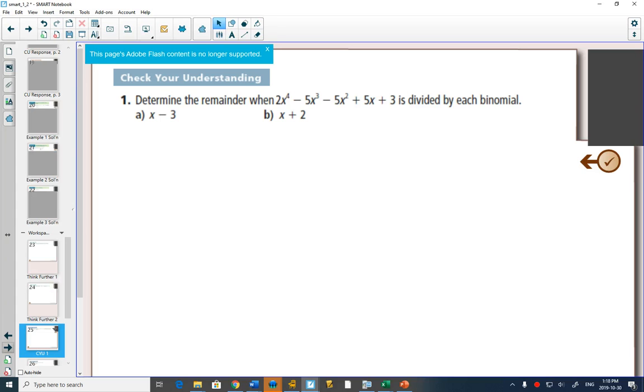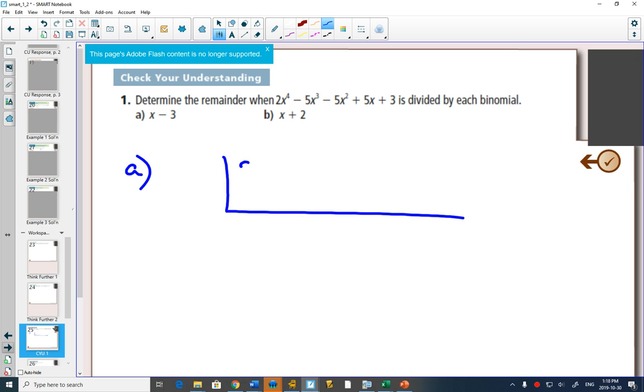And so now you have two choices. In A, choice number 1 is that we can do synthetic division. 2, negative 5, 5, 5, 3. I checked that they're in the right order. I checked, as far as the setup goes, that no degree is missing that I need to put in a 0. If I'm dividing by x minus 3, I'd put a positive 3 out in front. Bring down the 2, multiply, add, multiply, add, multiply, add.